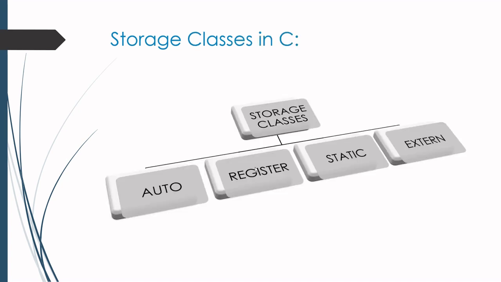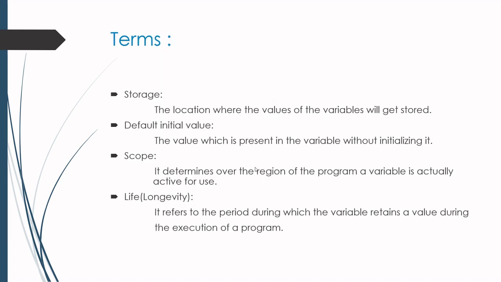Okay, and here, what are all the storage classes available in C? We have four types of storage classes in C. One is auto, next one is register, next one is static, and next one is extern. So we have four storage classes. Okay. So before discussing these types of storage classes, at first we will discuss the common terminologies that we are going to discuss for these four storage classes.